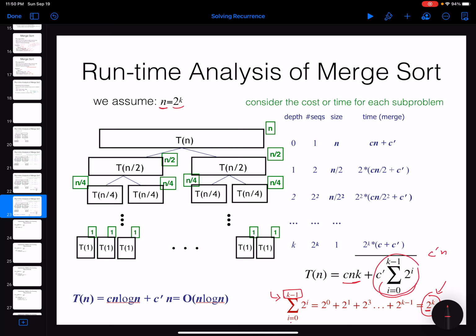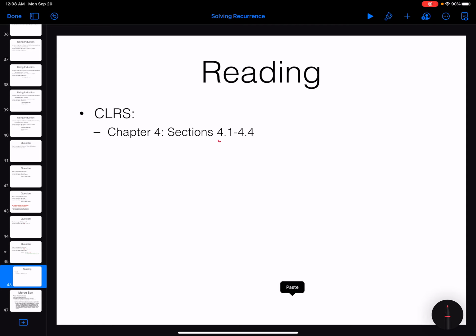So I'm going to finish this video. This covers chapter 4, sections 4.1 to 4.4, mainly discussing how we can solve recurrence relations, either using the recurrence tree or using the substitution method. In the next video, we will talk about a more general approach that helps you solve recurrence relations, called the master theorem.